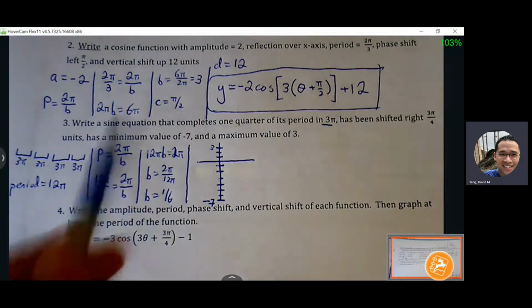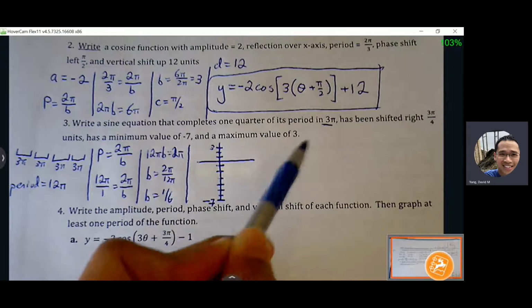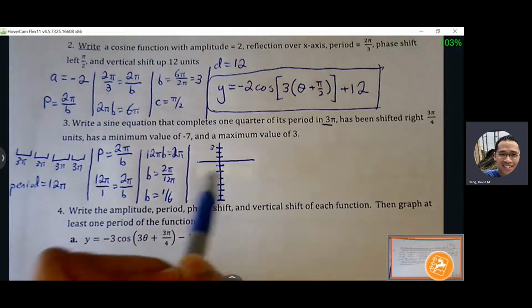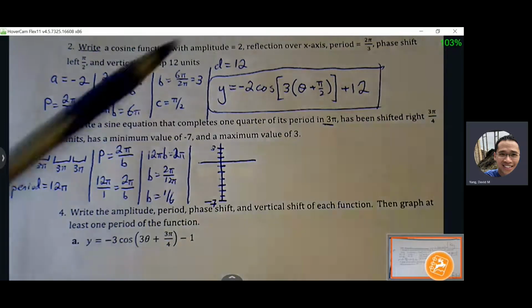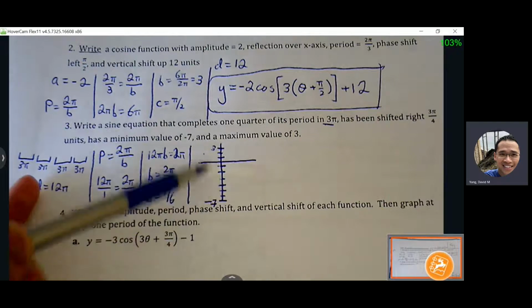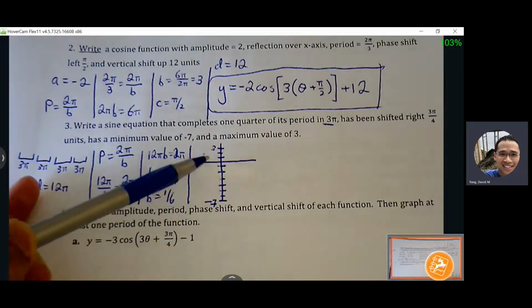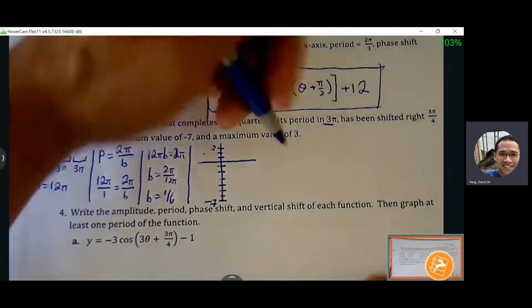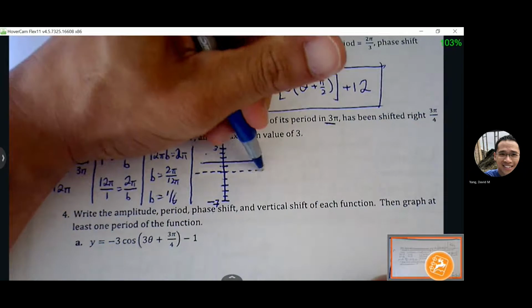So I know my graph is going to cycle up and down between -7 and 3, but where's the center going to be? -2. Another way you can tell, you can just add the two numbers and divide by 2, right? You can find the average of these two numbers. -7 plus 3 is -4. -4 divided by 2 is -2. Convince yourself also by counting, right?